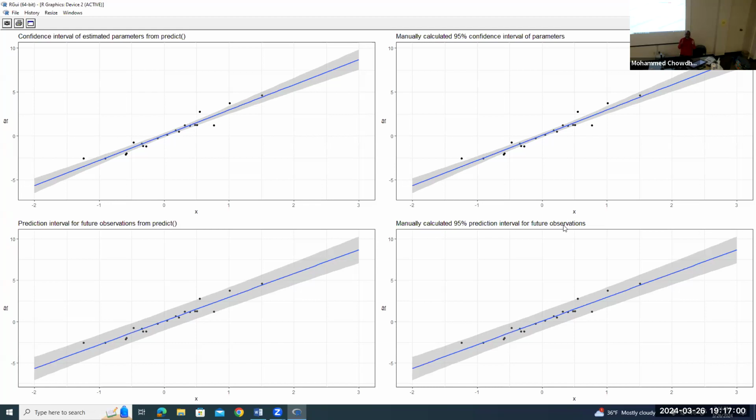The confidence interval is for the given data. The prediction interval is for a new data point outside of the given data. I'm predicting. So in your exam, if I ask you the difference between the prediction interval and the confidence interval for a linear regression, and someone says both are the same, then I will be mad and give that student 0.